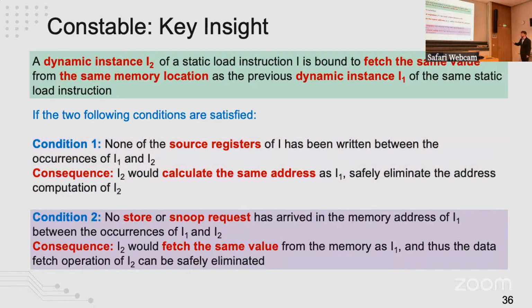The second condition is that no store or snoop request has arrived at the memory address of I1 between the occurrences of I1 and I2. This has a consequence that I2 would fetch the same value from the same memory location as I1, and thus the data fetch operation can be safely eliminated.